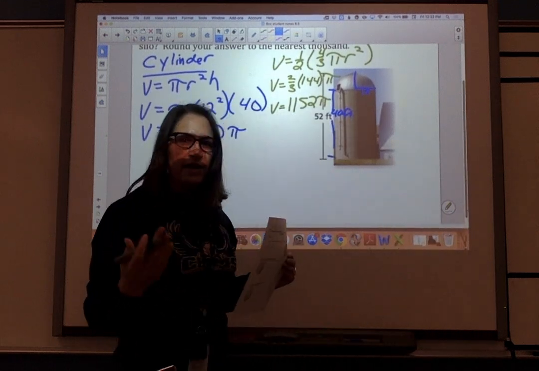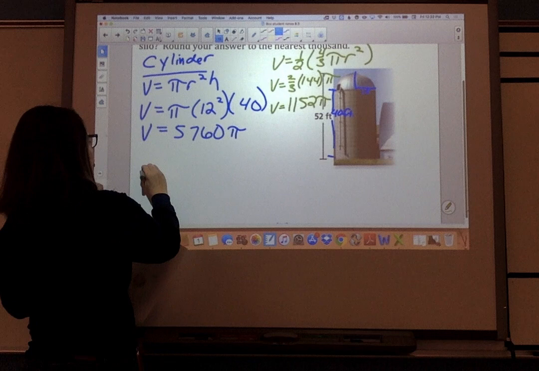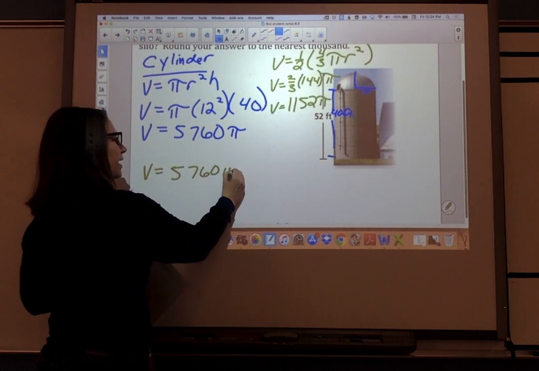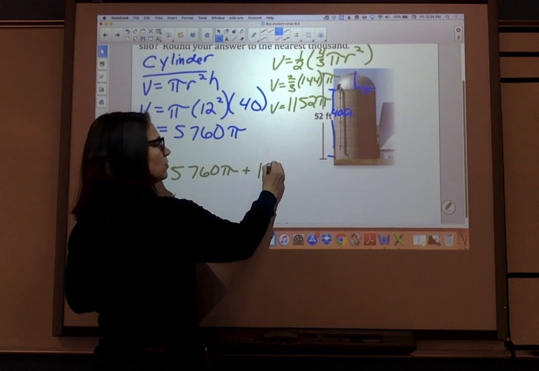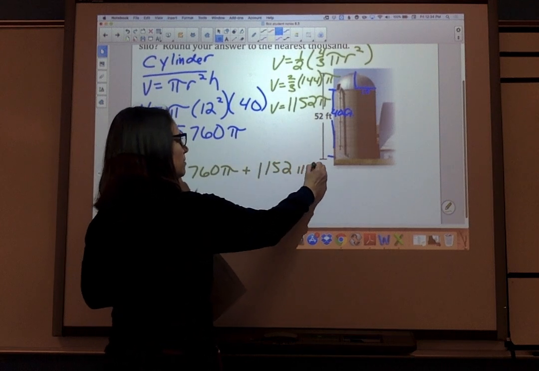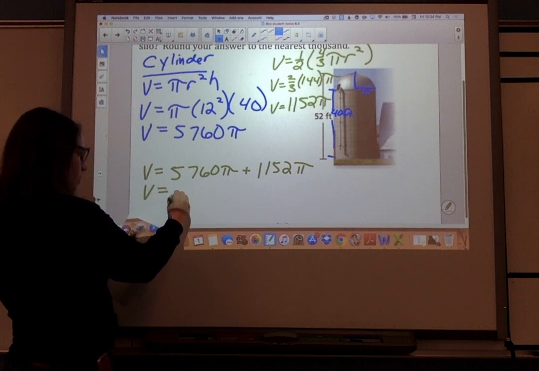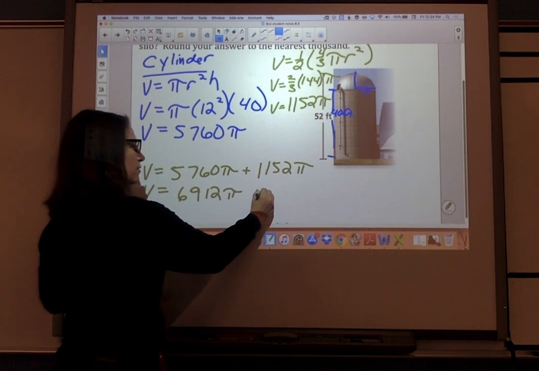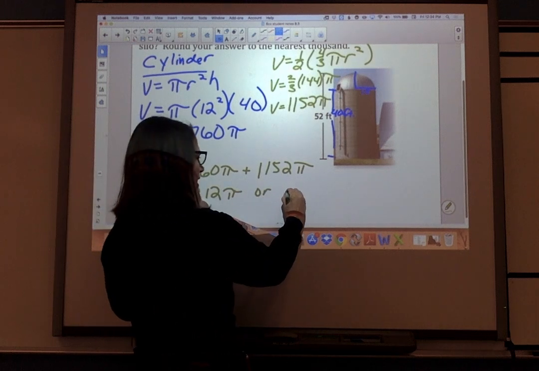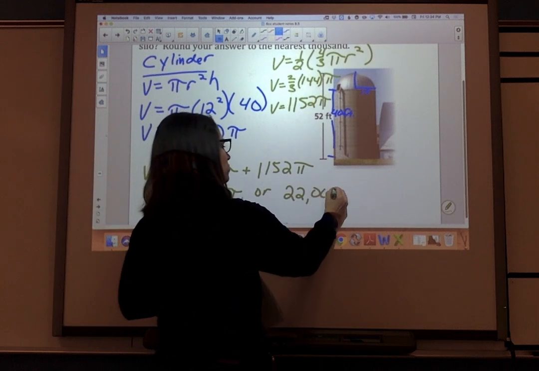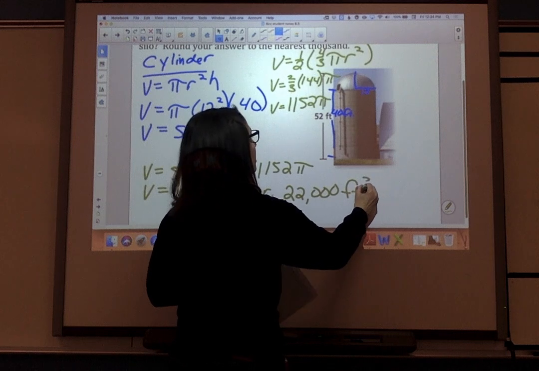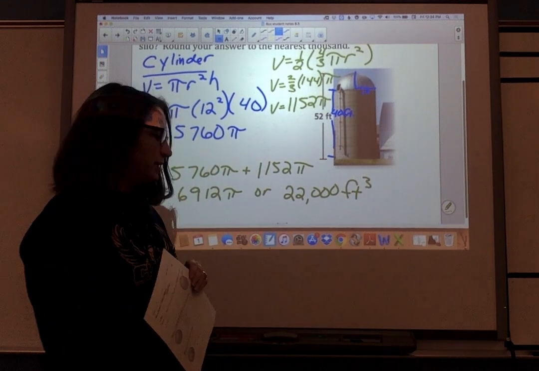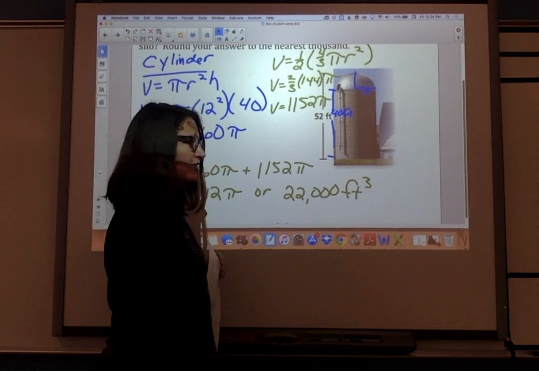So now I'm going to go ahead and add these two parts together. So my total volume is 5,760 pi plus 1,152 pi, which is 6,912 pi, or about 22,000 cubic feet. So it says to round it to the nearest thousand. So to the nearest thousand, that would be 22,000 cubic feet.